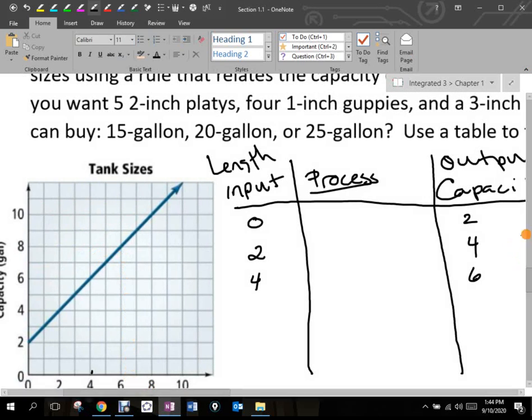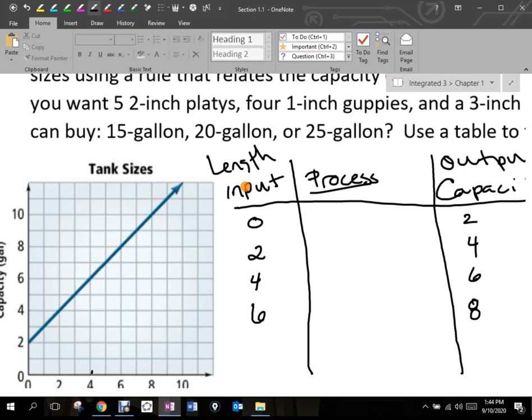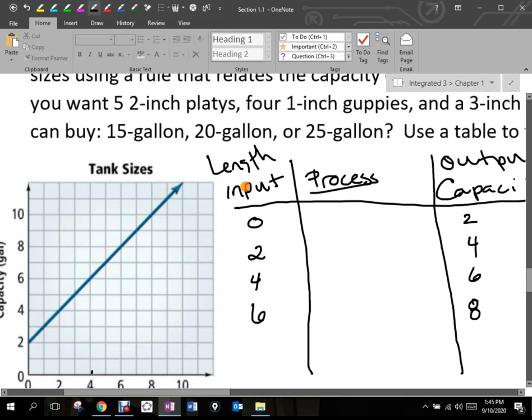So what I like to do, guys, it's not 100% necessary, especially if the data is in a line like this is. But you see how my input has a pattern of 0, 2, 4, 6? Like I didn't go 0, 2, 5, 12, right? Because if I do that, there's no structure that allows me to easily see a pattern in the output, okay?